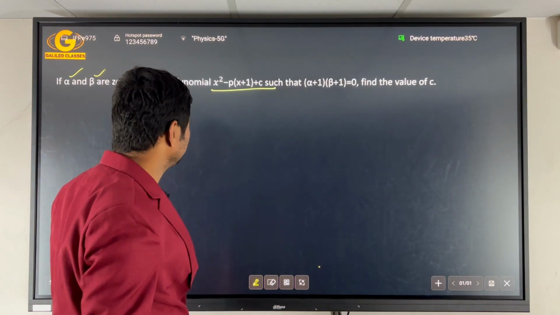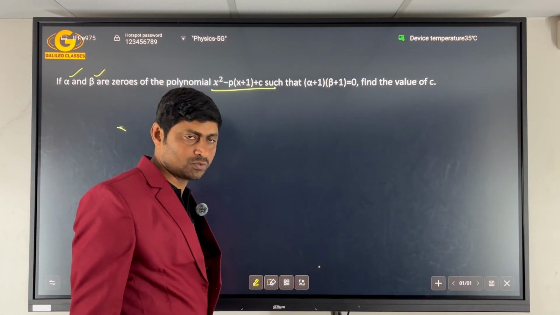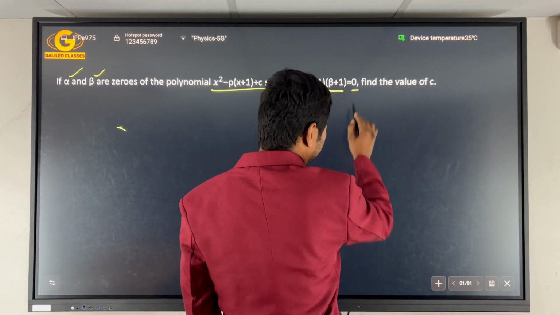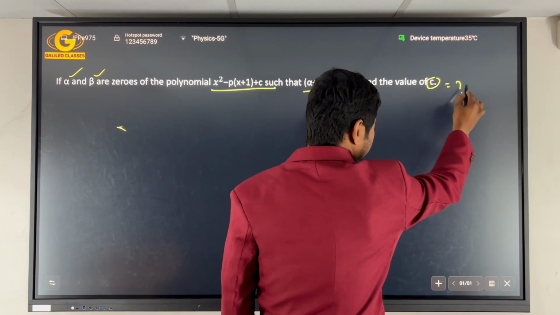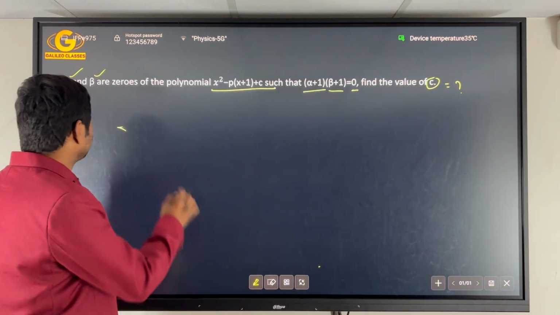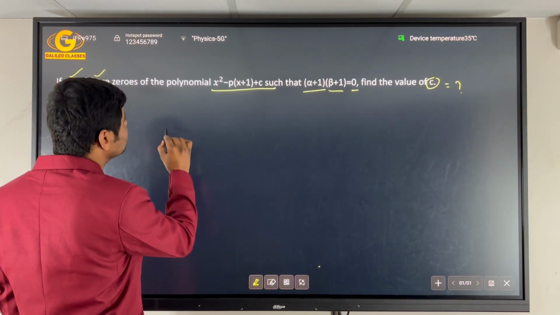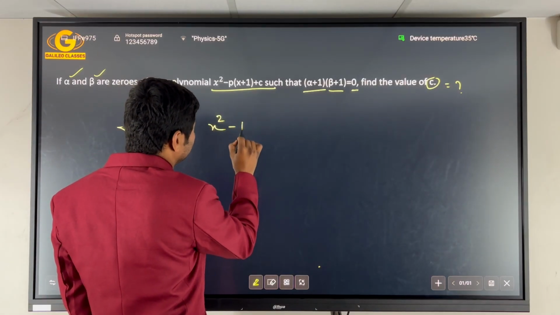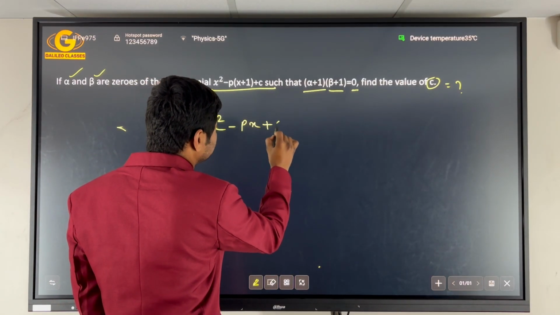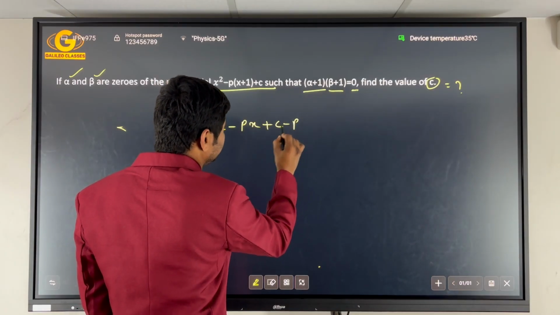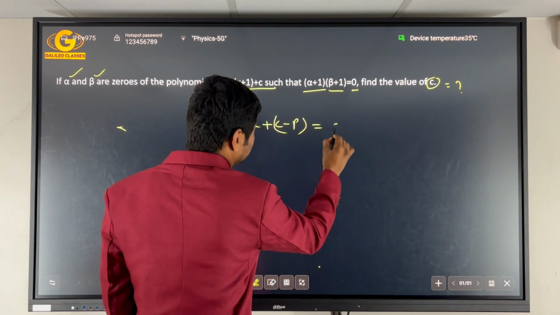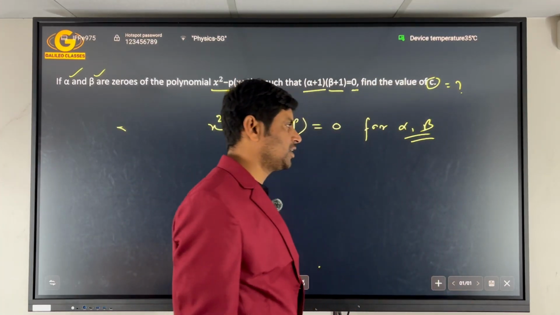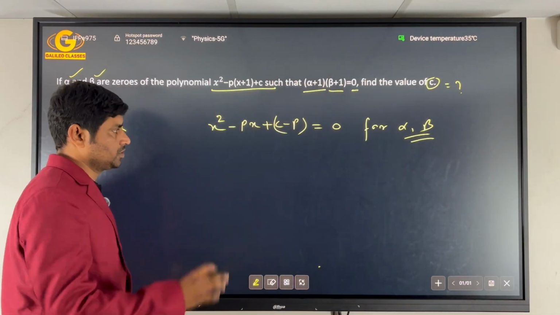The third question of the polynomial is: if alpha and beta are the zeros of the polynomial x square minus p into x plus 1 plus c, such that alpha plus 1 into beta plus 1 is equal to 0, then find the value of c. Since alpha and beta are zeros, writing the equation in general form: x square minus p into x plus c minus p is equal to 0 for alpha and beta. Means alpha and beta are the roots of this equation.